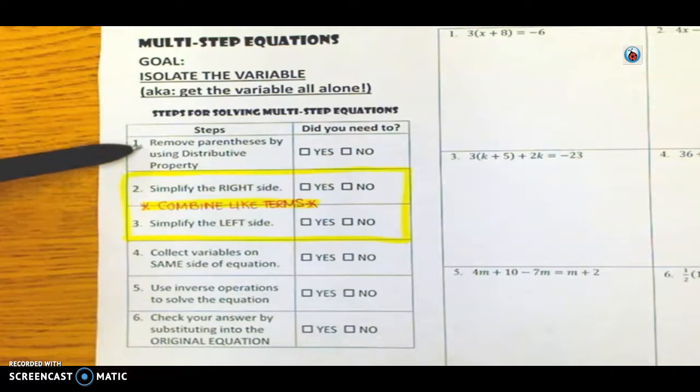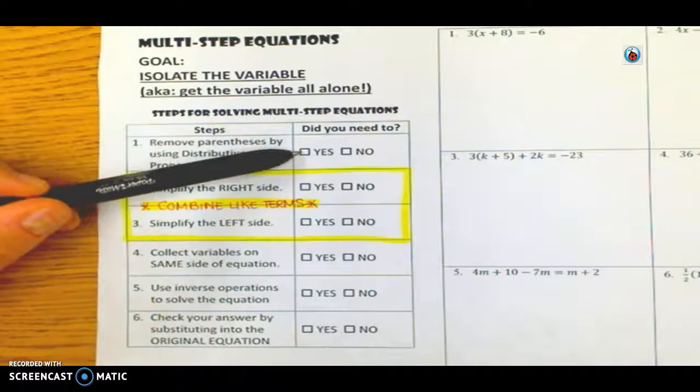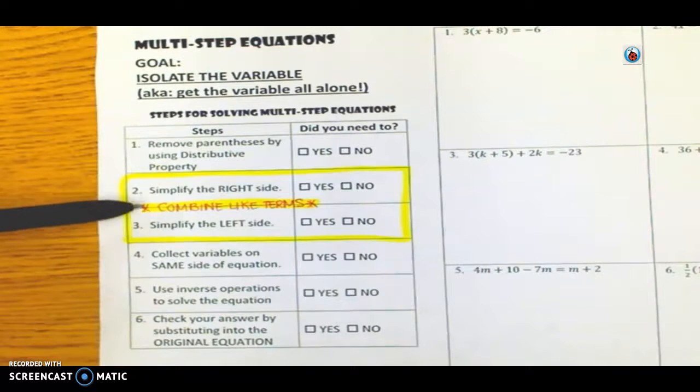So the first thing we want to look for is, do we have to get rid of any parentheses by using the distributive property? So just kind of yes or no. If yes, go ahead and do that. If no, move to the next step. These two steps kind of go together. We want to simplify the right and the left-hand side of the equations by combining like terms. So that's kind of that idea of that backpack. Pack your bag before we start traveling, okay? So combine all your variable terms, combine all your constants, all of that, if you can do that. If not, you just keep on moving.